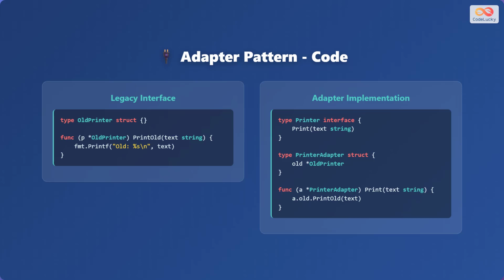The adapter implementation creates a bridge between the old and new interfaces. First, we define a modern printer interface with a print method that follows our current naming conventions. Then, we create a printer adapter struct that contains a reference to the old printer. The adapter implements the new printer interface, but internally delegates the work to the old printer's printOld method. This way, client code can use the modern printer interface while still leveraging the existing functionality of the legacy old printer. The adapter acts as a translator, converting calls from the new interface format to the old interface format seamlessly.